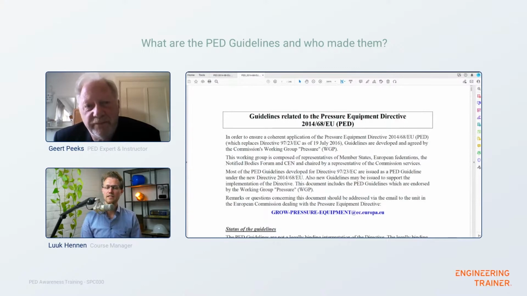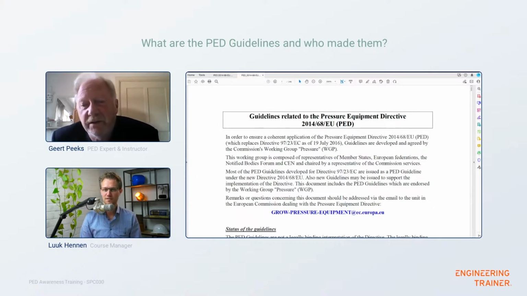And do the guidelines overrule the PED? No. That's not possible because the text of the PED is legislation, so it's a directive, and you have to fulfill the essential safety requirements, for instance, that are part of Annex 1 of the Pressure Equipment Directive. So these guidelines can be seen as what they call in ESME interpretations. But these interpretations or guidelines are not legally binding.